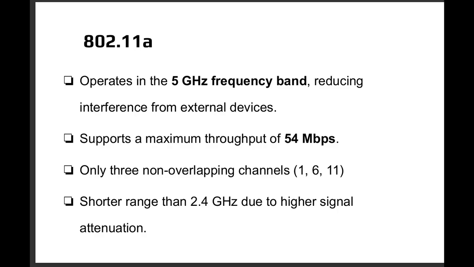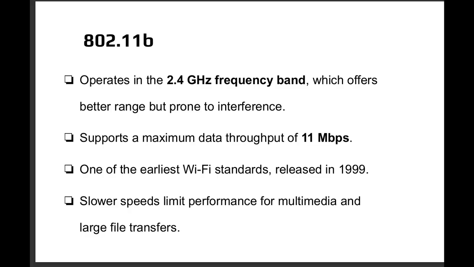The other original standard that came out simultaneously was 802.11b. B operated in the 2.4 gigahertz frequency band. It offered a longer signal range, but a slower data throughput. 802.11b could reach a maximum data speed of 11 megabits per second. Both A and B were released in 1999. They're a little over 25 years old.